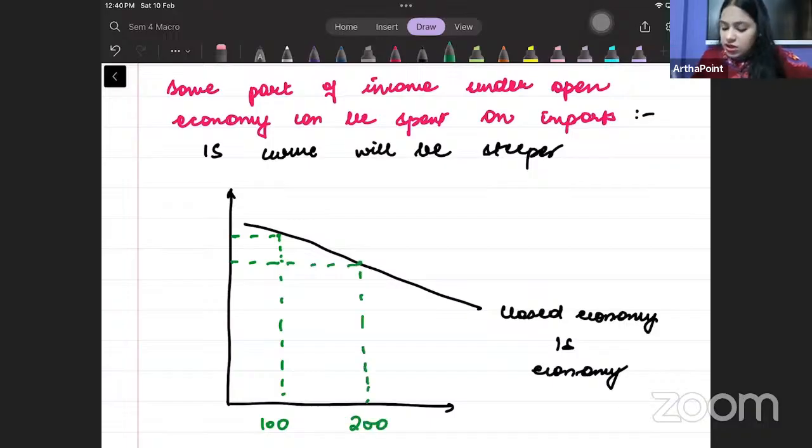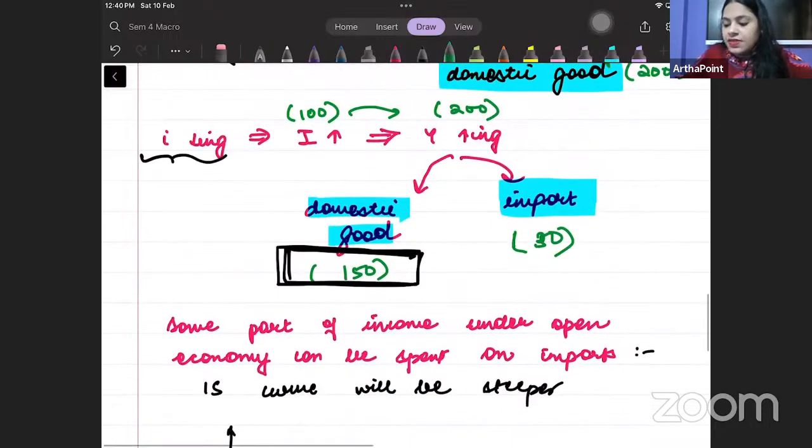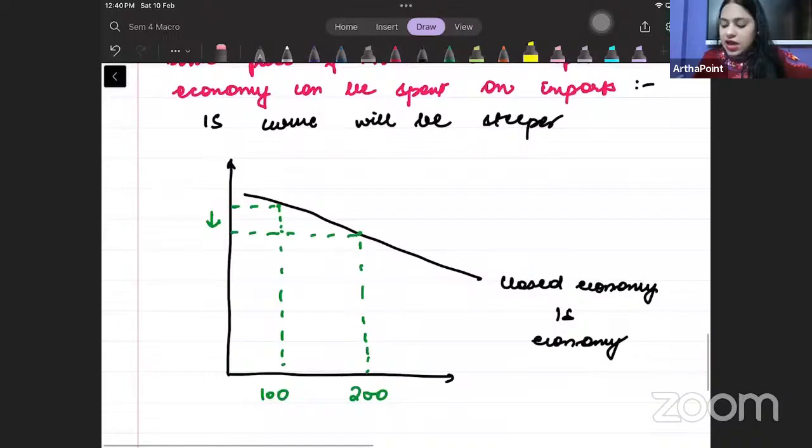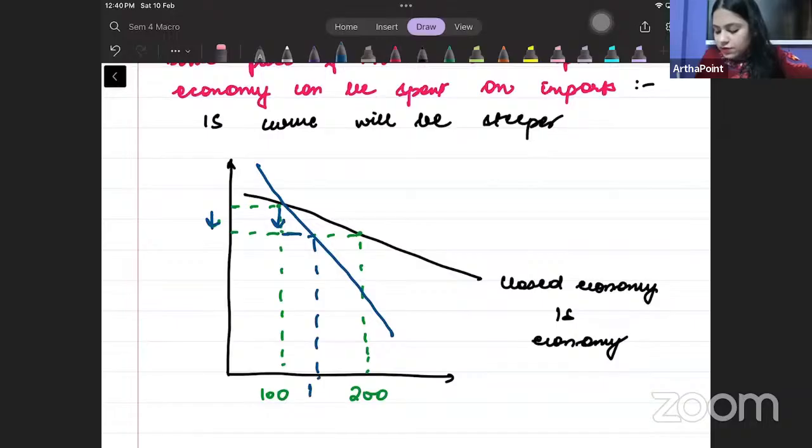Now what happens, bache? When the interest rate will decrease, open economy mein kya ho gaya? That when the interest rate will decrease, I will be spending only 150 on the domestic goods. I will be spending lesser on the domestic goods. So when interest rate decreases by this amount, I will go only from 100 to 150. मैं सिर्फ इतने तक बढ़ी. I go only from point A to point B. And earlier I was going from point A to point C.